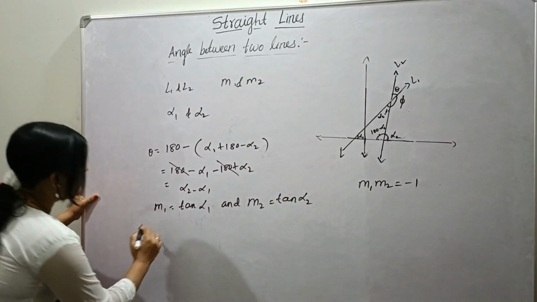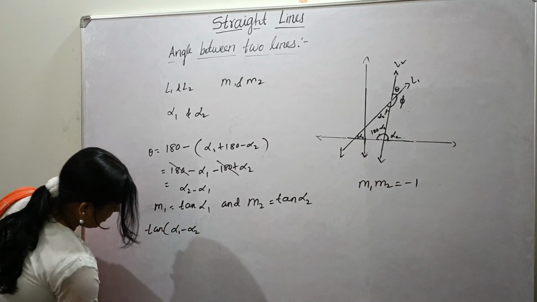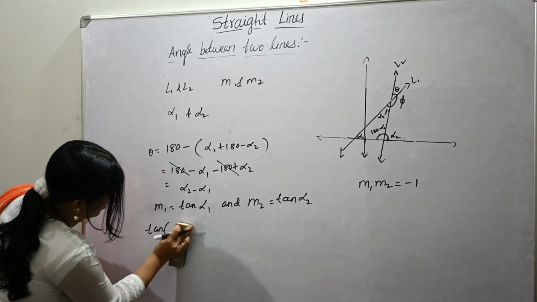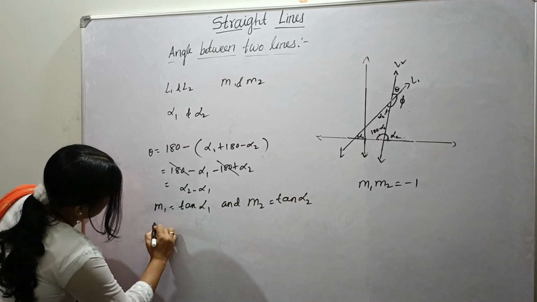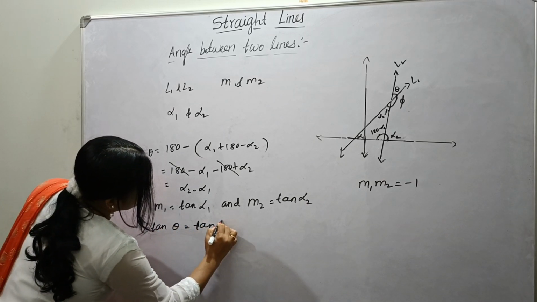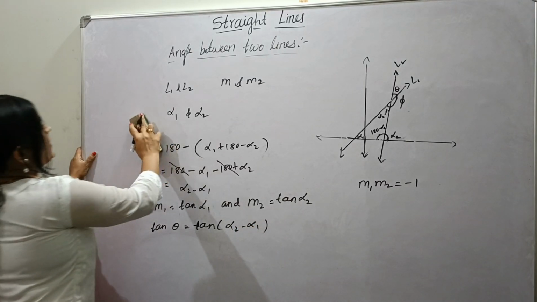Now let us find tan of alpha 2 minus alpha 1. We have got theta is equal to alpha 2 minus alpha 1, so tan theta is equal to tan of alpha 2 minus alpha 1. I will write it here.